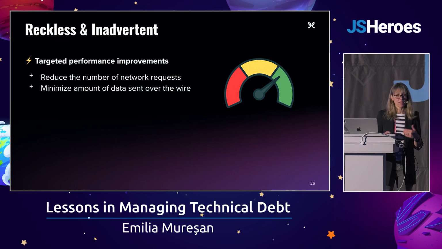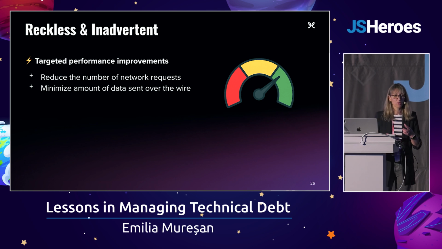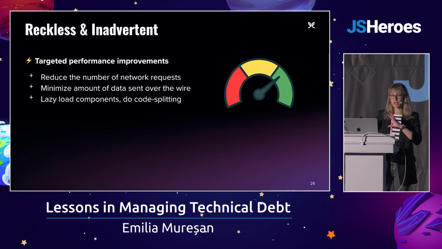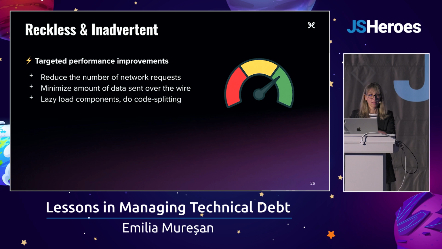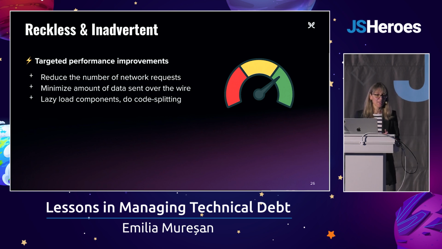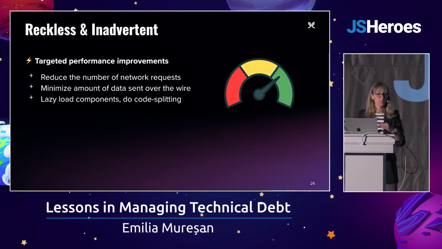We could minimize the amount of data we sent over the wire. Like we noticed, we had 2 or 3 requests fetching the same data, so we could refactor that. We could lazy load components and do code splitting. For example, if you have a sidebar somewhere in the app that contains a larger library, and that sidebar is usually closed, maybe you don't need to download the library upfront.